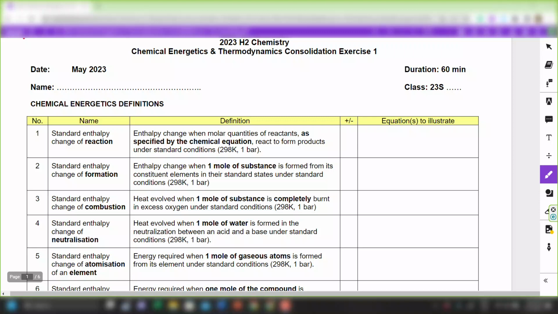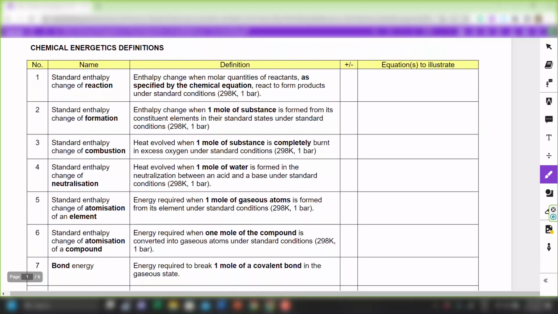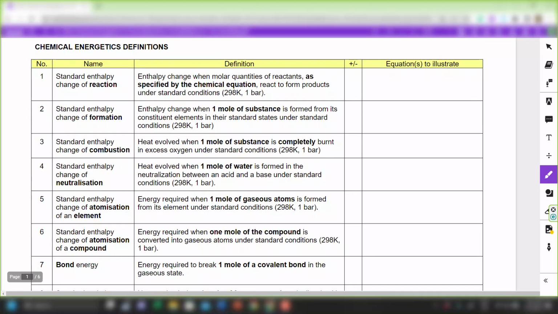Hello students, we are going to review the energetics and thermodynamics consolidation exercise 1, and it is my hope that through this particular review you will have a clearer picture on how to go about constructing an energy cycle as well as the energy level diagram. You will notice that this consolidation exercise begins with definitions of key terms.